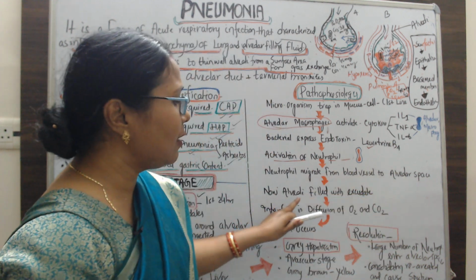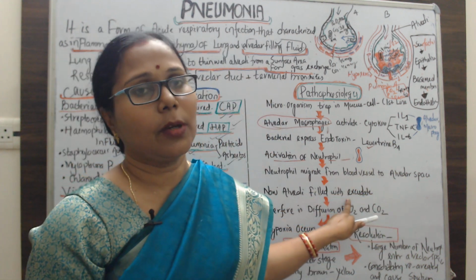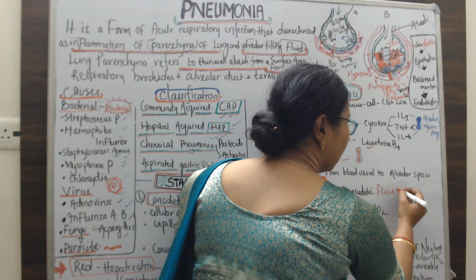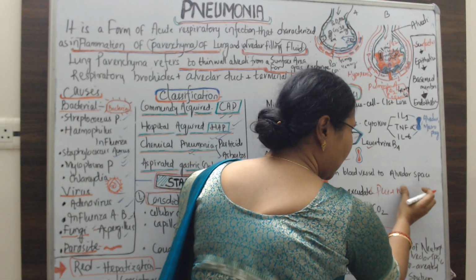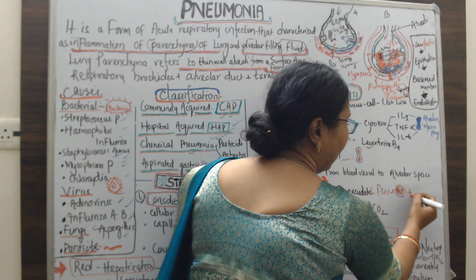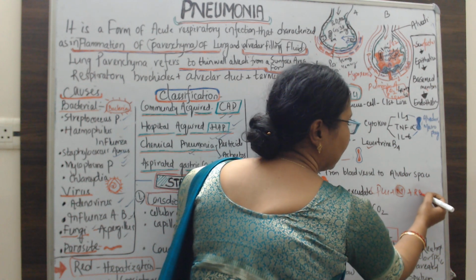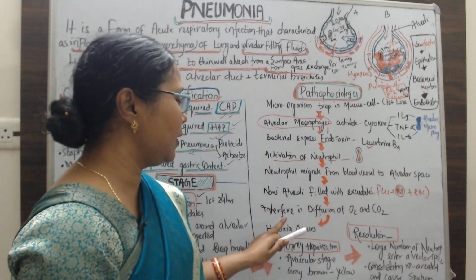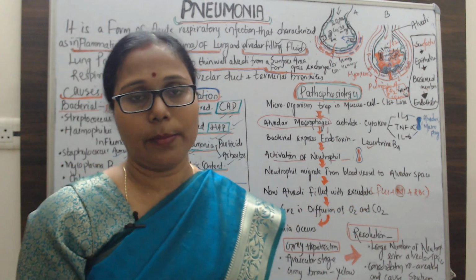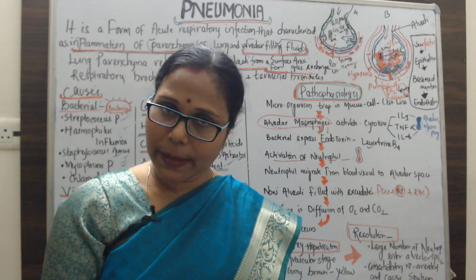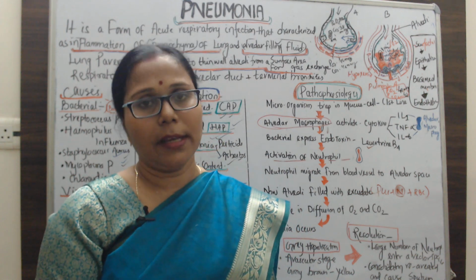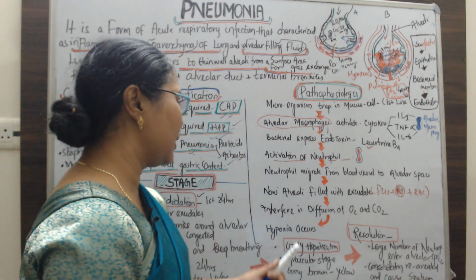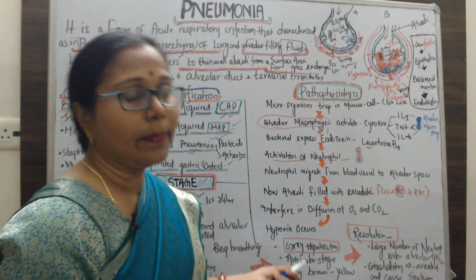Next, the alveolar fluid becomes exudate, because there is already pus, leukocytes, WBCs, neutrophils, and RBCs there. That is called the exudate, and it interferes with diffusion. So the process of diffusion is not carried out properly, and the gas exchange of oxygen and carbon dioxide will not take place. That condition is called hypoxia.